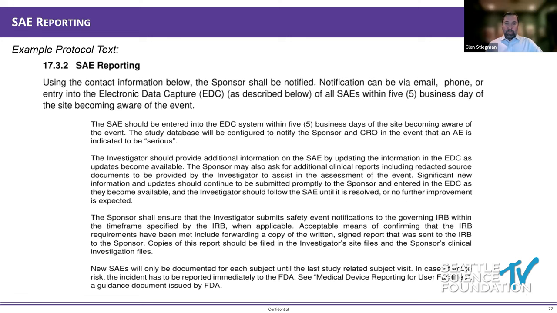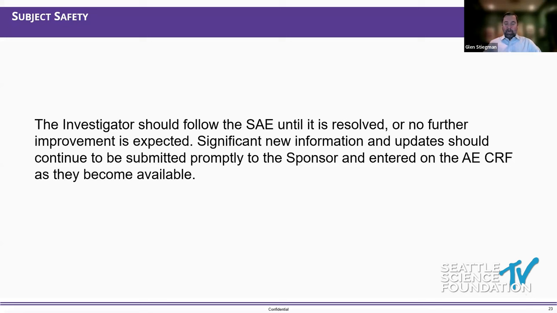The SAE reporting comes with some extra rules. These have to be reported within 5 business days to the CRO or to the company. In other words, don't wait. You can run extra tests, but don't wait until you get those results. Don't wait until the SAE is resolved. Report that as soon as all the appropriate information is gathered. And then obviously you're going to follow that SAE out until it's resolved or no improvement is expected.